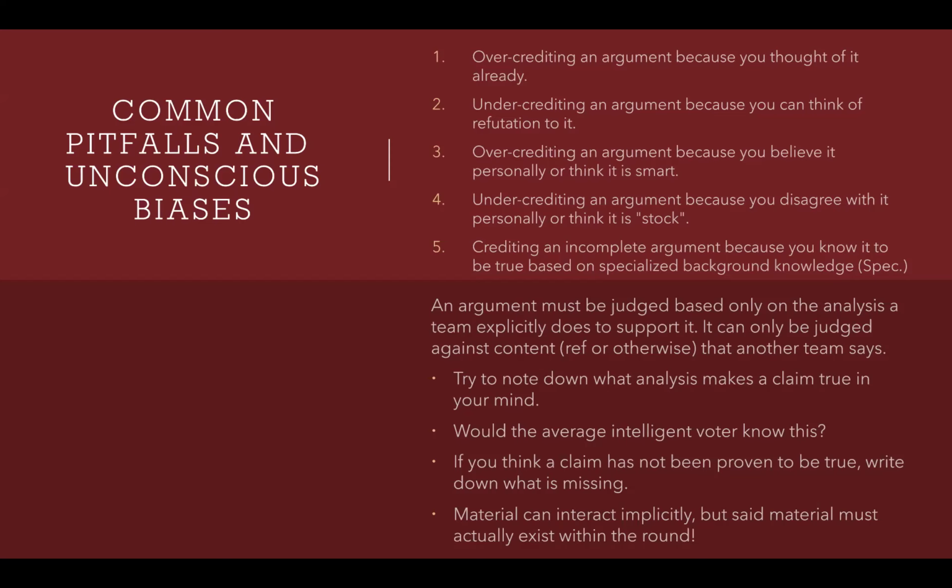So just be aware of that. Second is don't undercredit arguments just because you can think of a refutation to it. If it's something absurd, if a team comes up and says Chinese people don't exist, obviously you are allowed to claim this is absurd. But if just because some quote unquote obvious refutation might be available to a point, if another team doesn't say it, that refutation doesn't exist within the round. So that's not a reason why you should be undercrediting or not crediting a point.